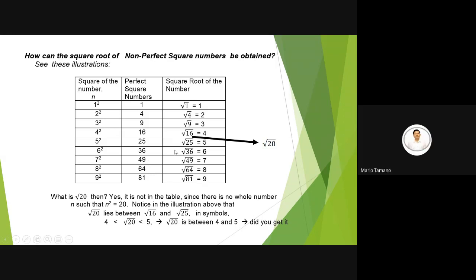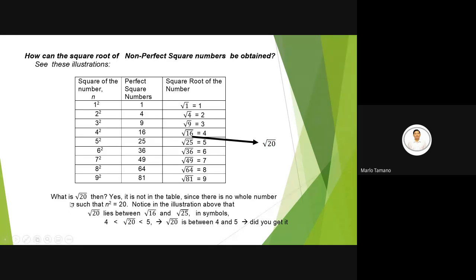So, nasa pagitan ng square root of 16 and square root of 25 ay square root of 17, square root of 18, square root of 19, square root of 20, square root of 21, square root of 22, square root of 23, square root of 24. Lahat po ng mga iyon ay nasa pagitan ng dalawang perfect square numbers. Naintindihan? So, i-estimate po natin ngayon ang square root of 20.